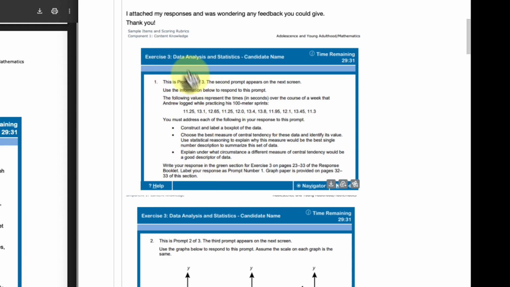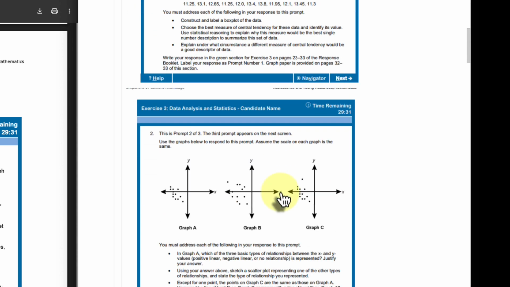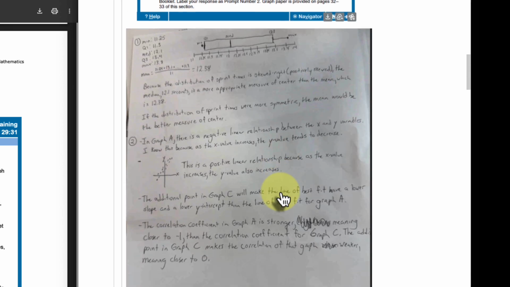I guess he started with exercise 3, the data analysis and stats question. You were given all these times: construct a box plot, choose the best measure of central tendency for this data, and identify its value. Use statistical reasoning to explain why this measure would be the best single-number description to summarize this data, and explain under what circumstances a different measure of central tendency would be a good descriptor of the data. So let's take a look at Caleb's work.